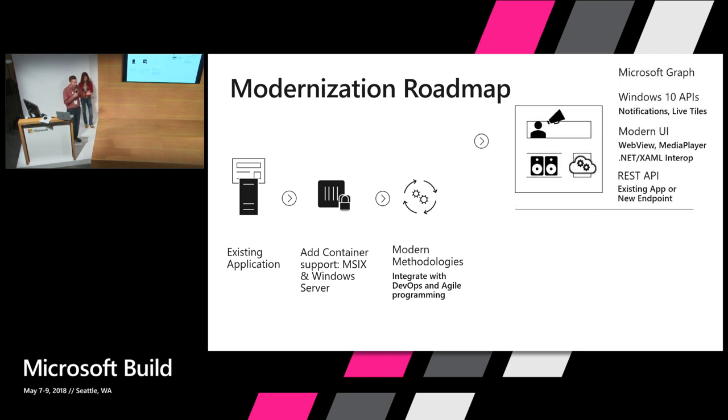Once you want to update the client side, you can continue to add functionality to the client side by integrating with the Microsoft Graph. You can integrate with Windows 10 APIs like live tiles and notifications. Also, we announced this week about updating your applications with modern UI, so now you can leverage Win 10 UI in those existing WCF and WinForms and WPF applications. That's important if you want to do things like inking or the modern media controls. And lastly, as we mentioned, extending new functionality to this application with REST APIs.